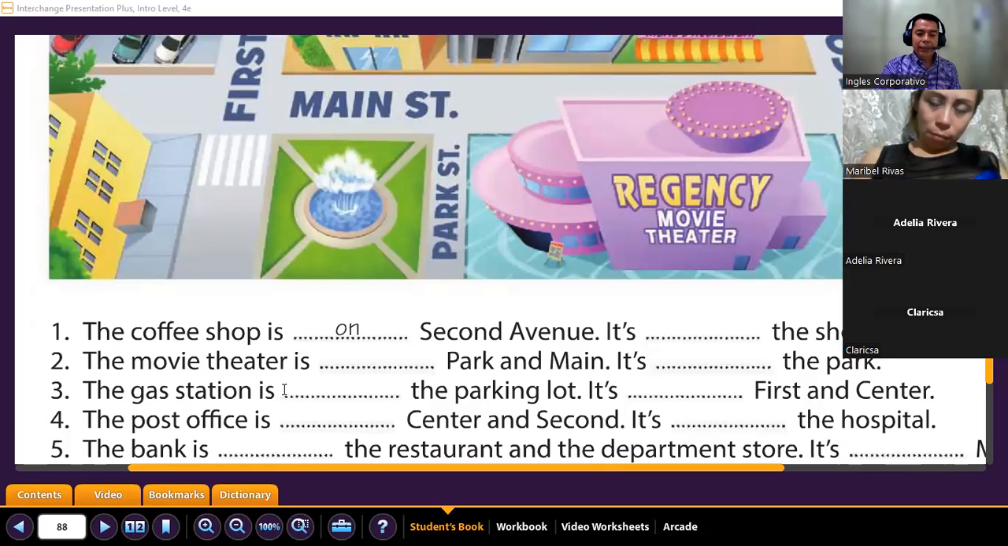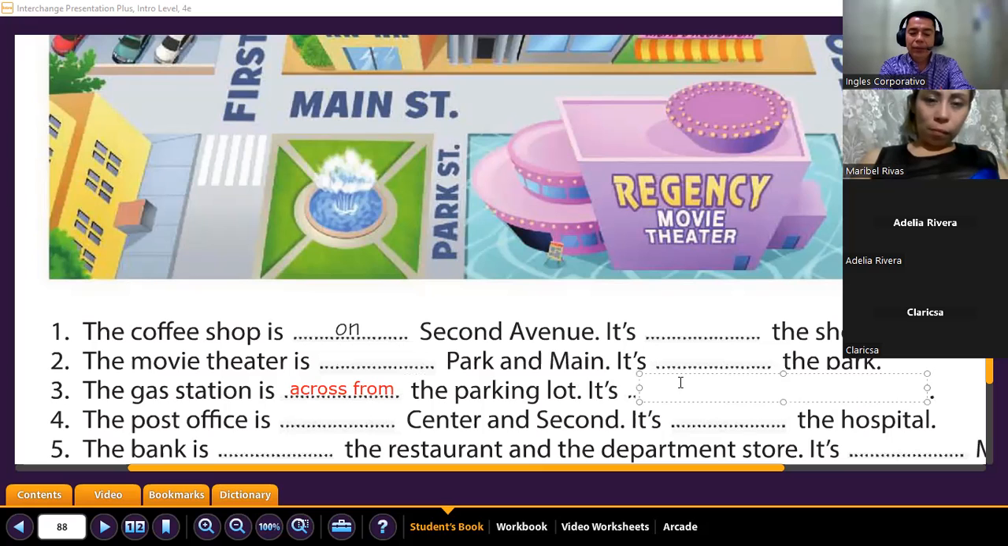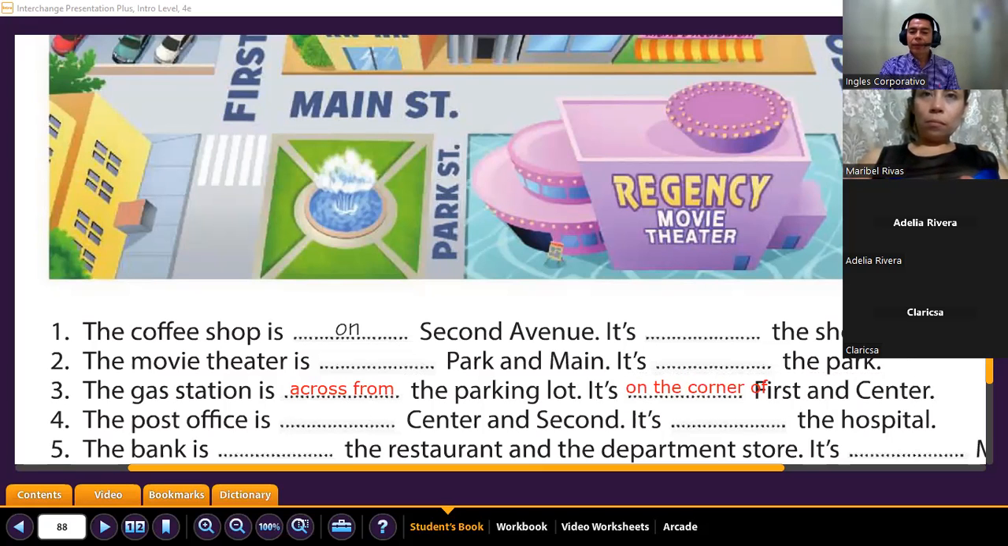Here, right? The gas station is across from... Oh, you see it? On the corner. Vean ahí el screenshot, por favor, porque aquí no me puedo mover. On the corner of, right? Vaya, pues. Okay. Let me see. Vamos a silenciar el micrófono ahí para mientras.